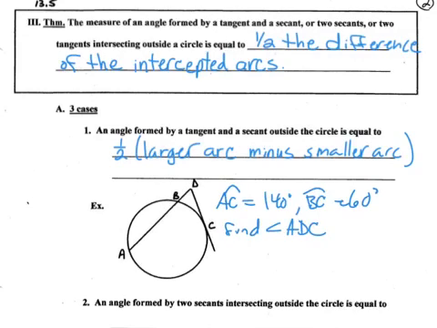So this is a tangent and a secant, so I have angle ADC. It's going to be equal to half arc AC minus arc BC. So what is not involved is this arc AB over here. We don't care about that. So the measure of angle ADC is going to be equal to 1/2 the larger minus the smaller, 140 minus 60. So 140 minus 60 is 80. Half of 80 is 40 degrees.